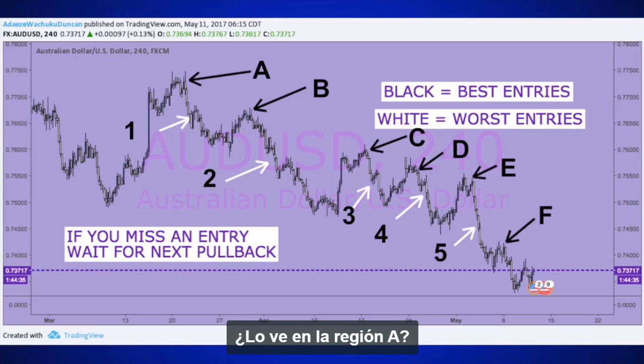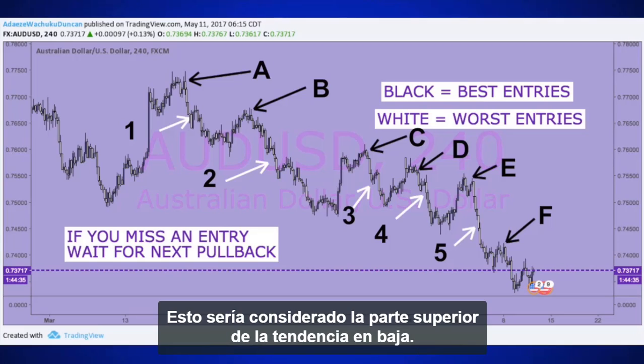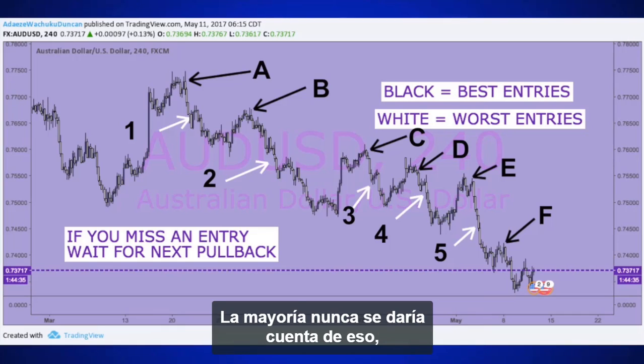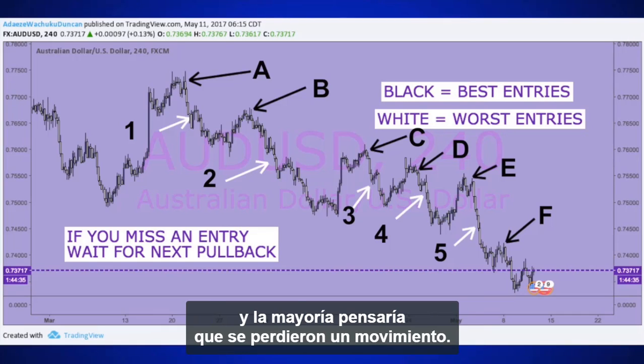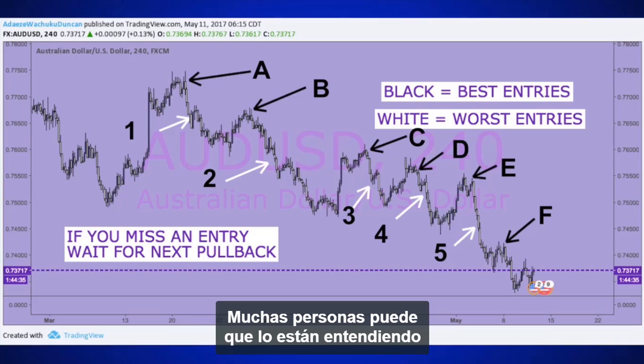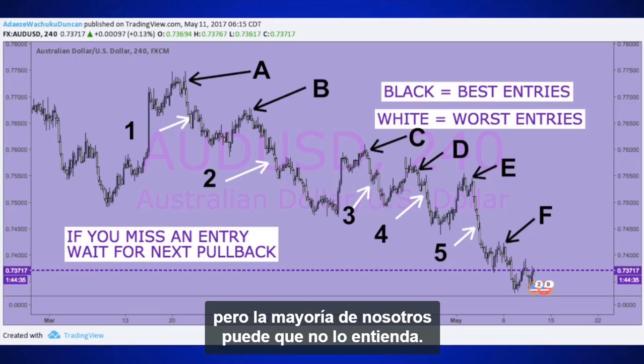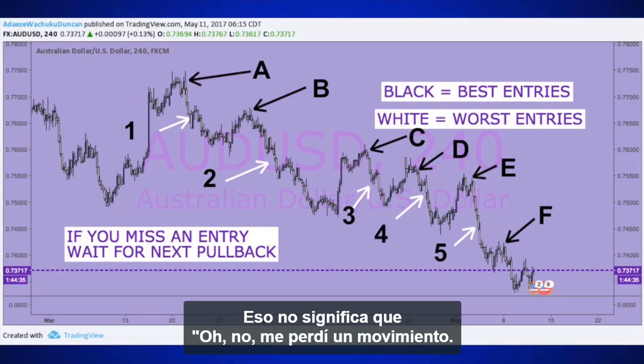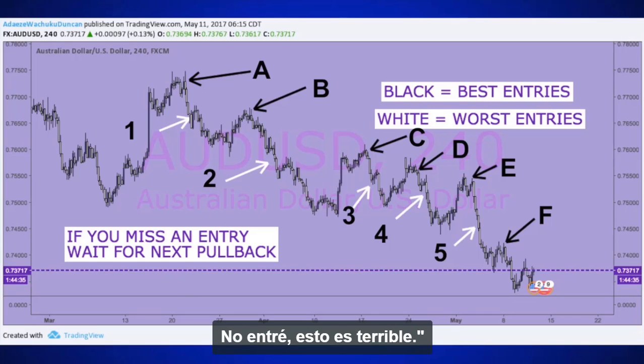All right. So do you see in region A, that would be considered the very top of this downtrend. Most people will never catch that. And most people will think they missed the move. A lot of people who are experienced might catch it, but most of us may not catch it. Okay. So then does that mean that, oh shoot, I missed the move. I didn't get in. This really sucks.